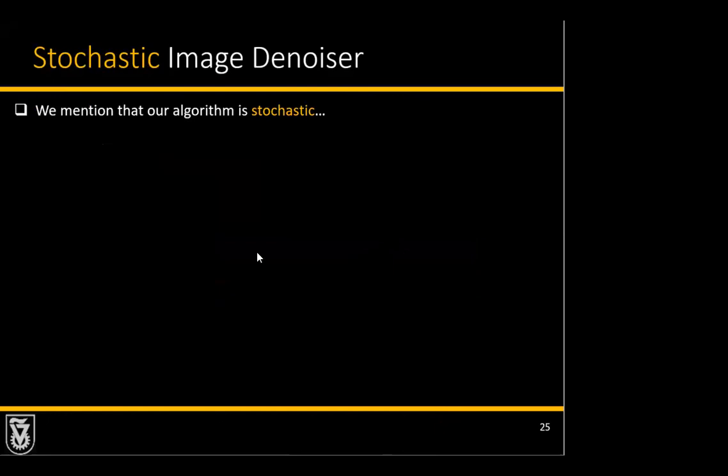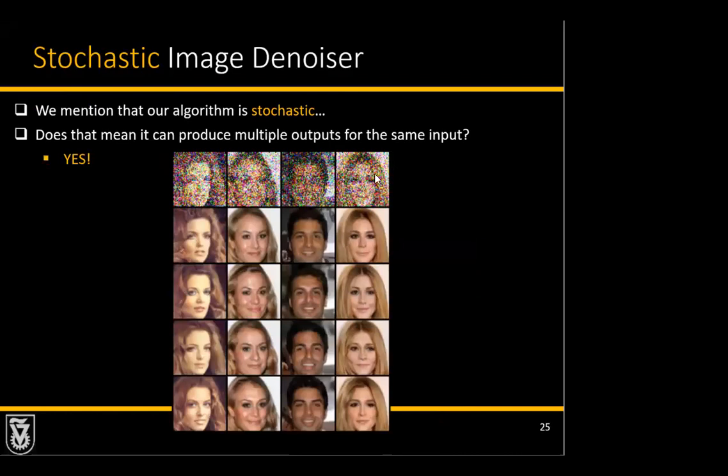So we also mentioned that our algorithm is stochastic, right? It has some noise elements. So does that mean that for the same input, it will produce multiple outputs? So yes, let's look at these noisy images. And what we see below is just different samples from our algorithm. For example, here you can see that this woman has a different hairstyle, different color of eyeshadow, different face expressions, different face details. The general structure of the image is preserved across the different samples.